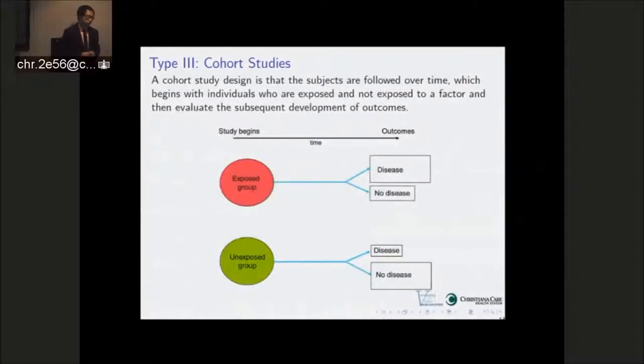Another type of observational study is called a cohort study. In a cohort study design, subjects are followed over time, beginning with individuals who are exposed and not exposed to a factor, and then the subsequent development of outcomes is evaluated. This picture shows clearly the structure of the cohort design. The study begins by selecting patients into exposed and unexposed groups, and after follow-up over some time, we find the disease proportion in the two groups, and we would like to test how this exposure or treatment affects the disease level.